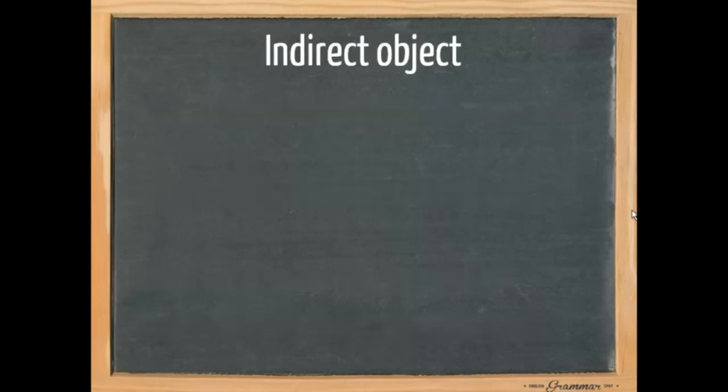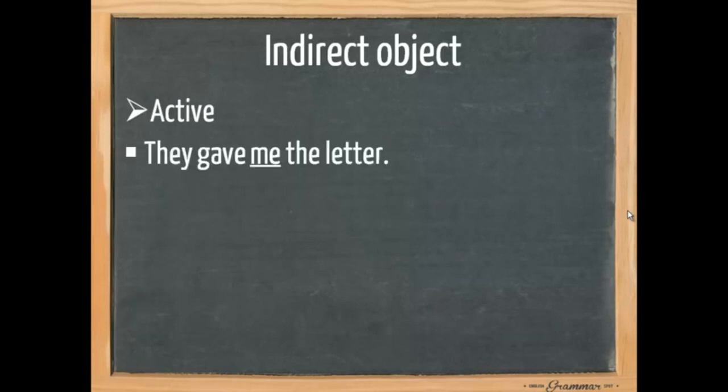Now in the English language, we do not only have objects. There's also such a thing as an indirect object. I'll show you an active example: They gave me the letter. "They" is a subject and "the letter" is an object, the direct object. But "me" here is an indirect object. So what do you do when you need to change an active sentence into a passive, but it contains both an object, the letter, and "me," the indirect object?